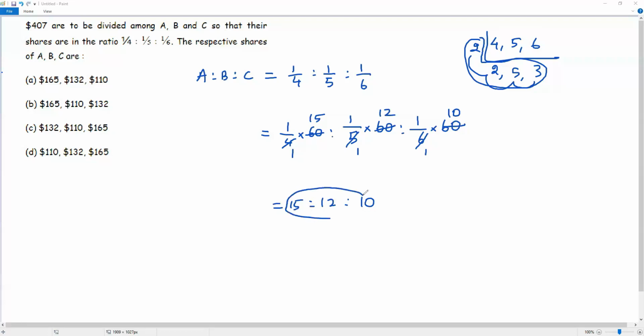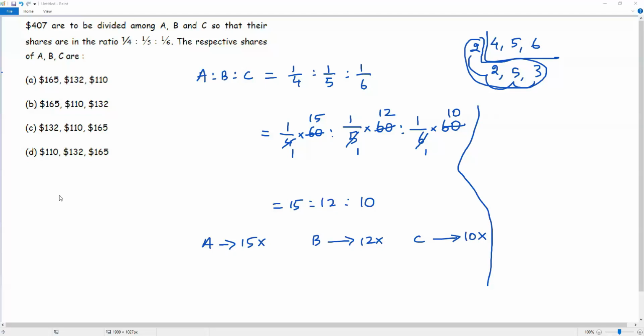Okay, from the terms of the ratio, if we want to get the share of A, share of B, and share of C, I have to multiply all three terms of the ratio by the same non-zero number, say X. So the share of A is going to be 15X, for B we have 12X, and for C we have 10X. Now if I add the shares of all three people, 15X plus 12X plus 10X, it must be equal to the amount they are dividing, that is $407.